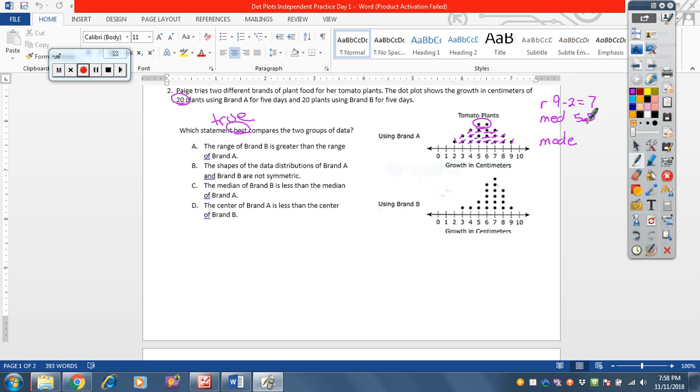Remember, when there's two medians, we split the difference. What's in between 5 and 6 is 5.5. In mode, you can have more than one, so I have 5 and 6. You go ahead and find the range, the median, and the mode for brand B.